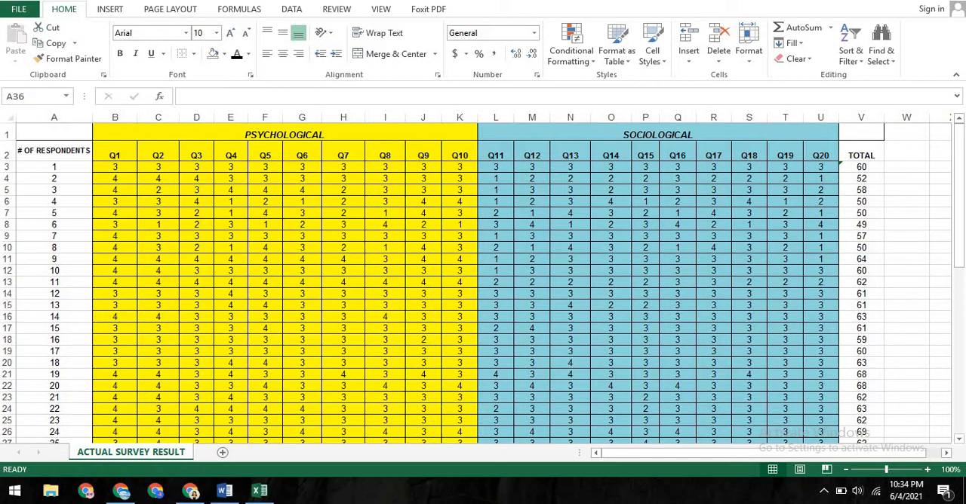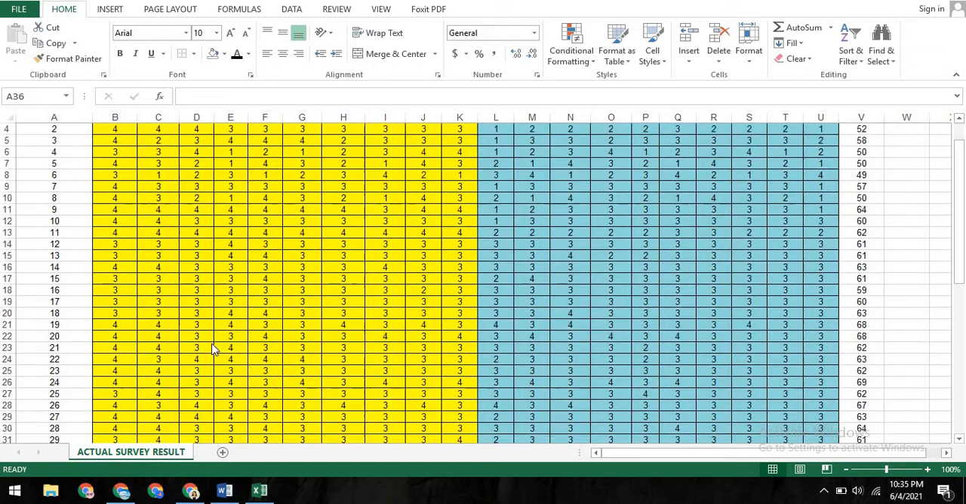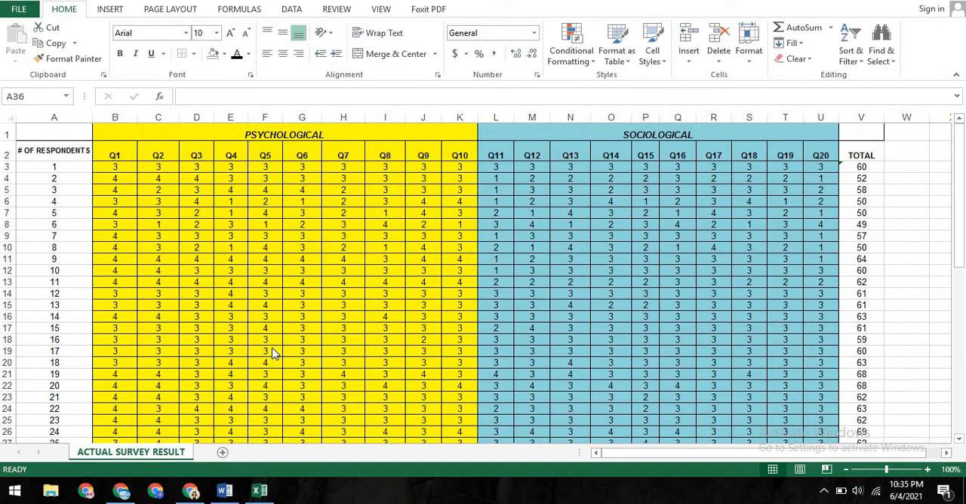This process is just the same as what you have done previously during the pilot testing, the reliability and the validity of your study, of your instrument, right? So today we are going to tally the result according to their category, assuming that you have two dependent variables, the psychological and the sociological.